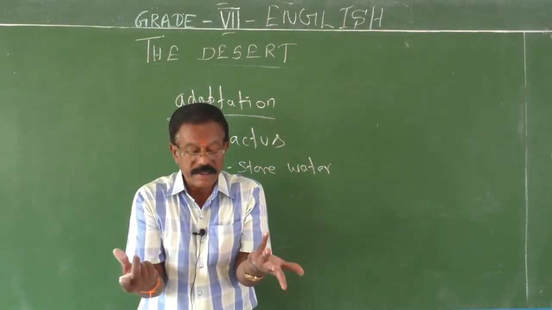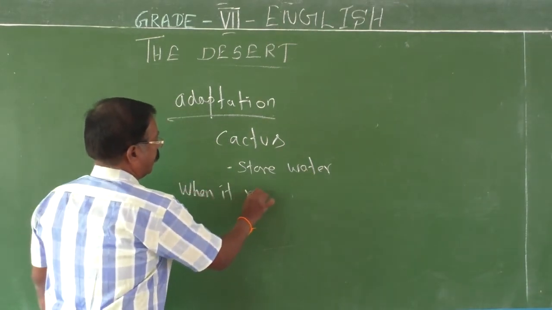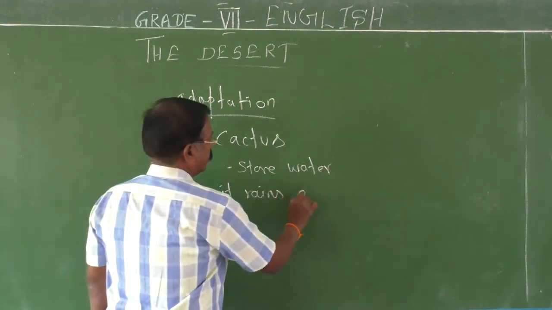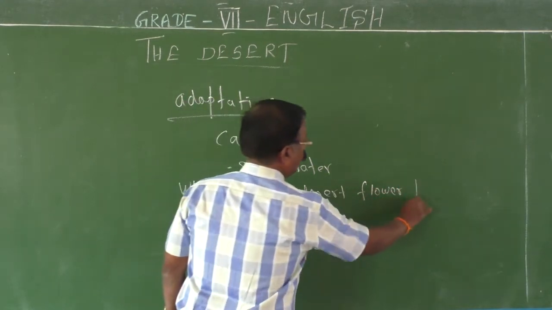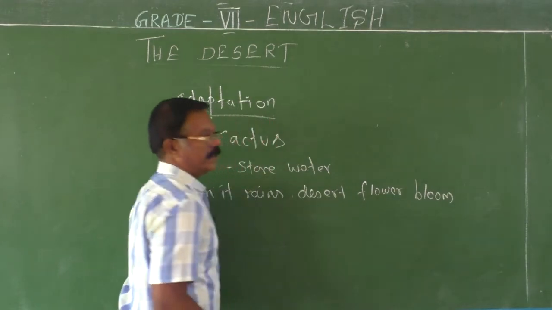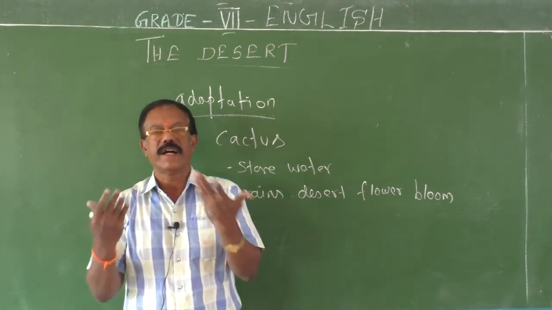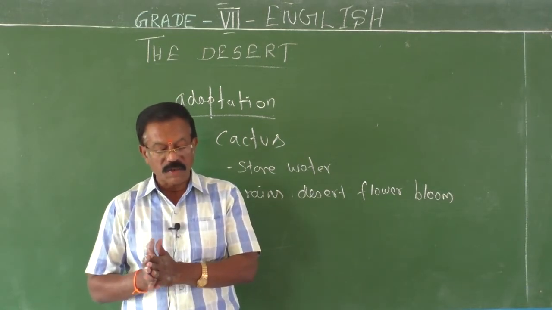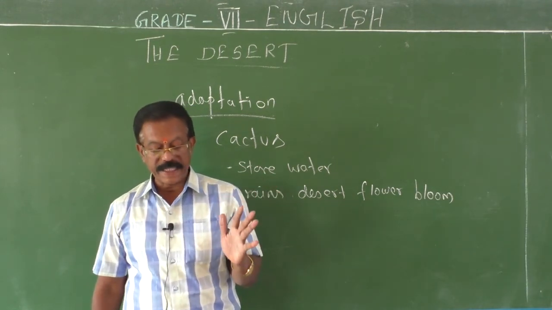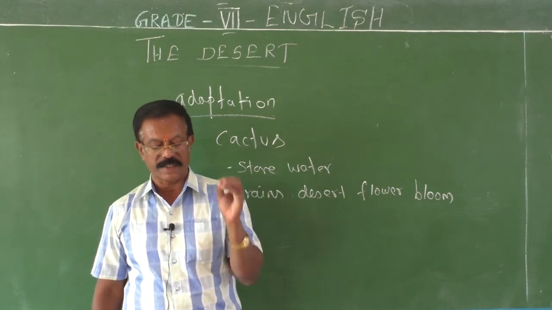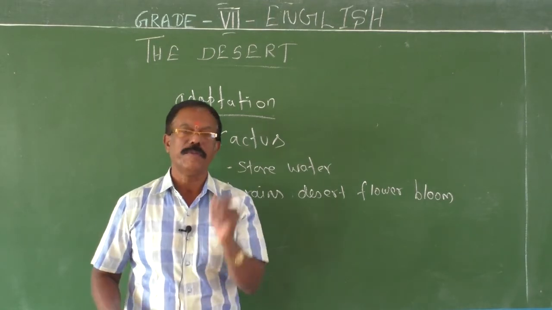When it rains, desert flowers bloom. See, that's important. When it rains, desert flowers start to bloom. It's a beautiful thing that often happens in the deserts after rainfall. All living things, including plants and animals, need water to survive, no doubt. But desert creatures and plants require less water than green land plants. That is the special thing. Note the things to be noted.